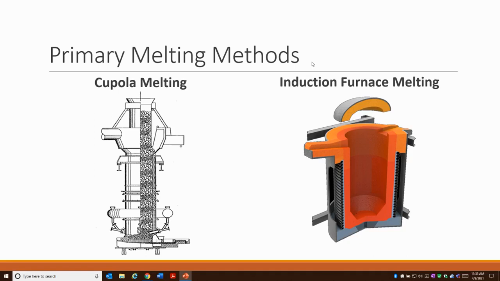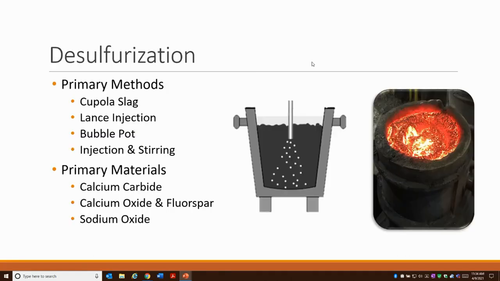There are a few main elements in ductile iron. That's carbon, silicon, your sulfur, and then your magnesium. Your silicon content will vary based on your treatment method, but I'll talk a little bit more about that in just a minute. So as mentioned before, you might have to desulfurize.